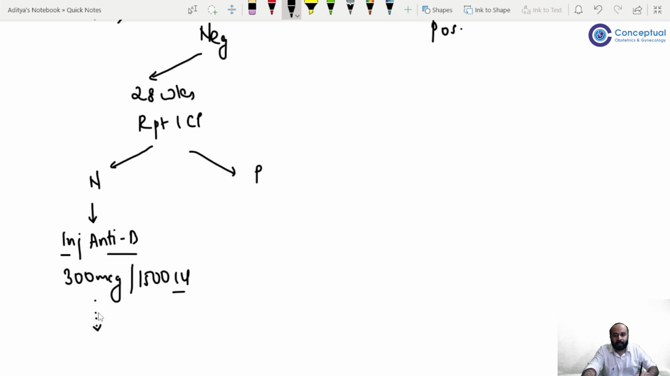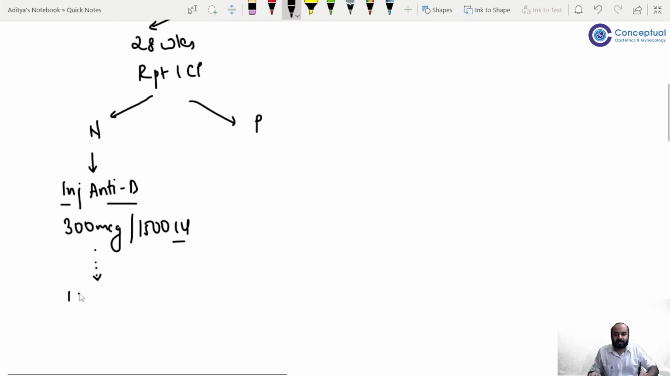The reason I don't repeat ICT is that the ICT is now invariably going to be positive after this point. The reason is I have given her an outside antibody, which is why this ICT is going to be weakly positive. Weakly positive means in titers from 1:1 to 1:4 it is going to be positive. So there is no point of doing an ICT after anti-D has been given.